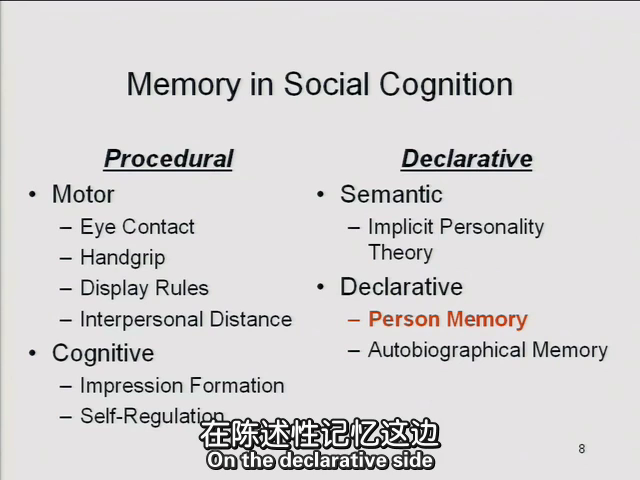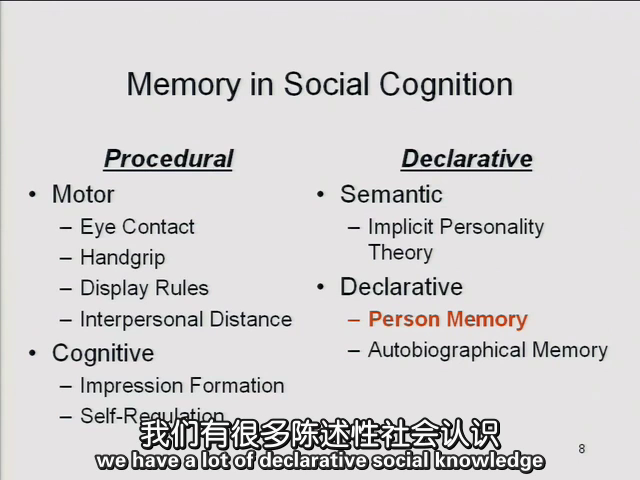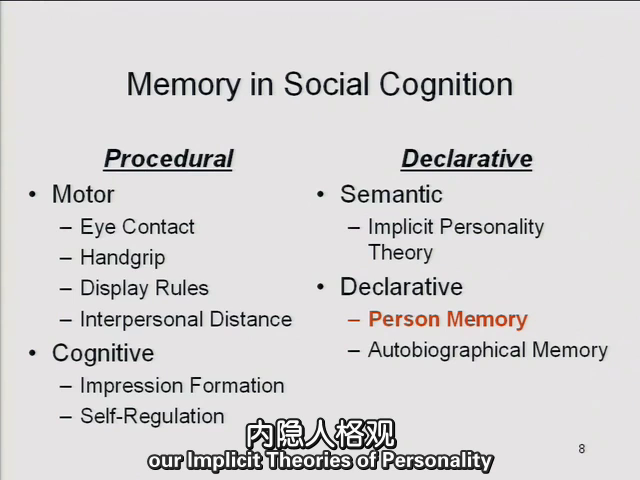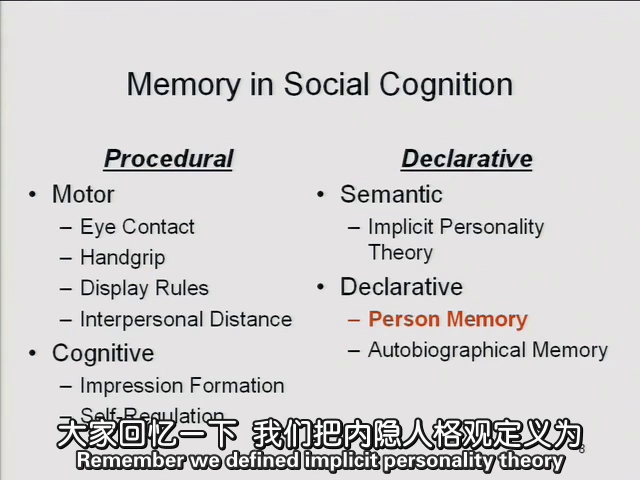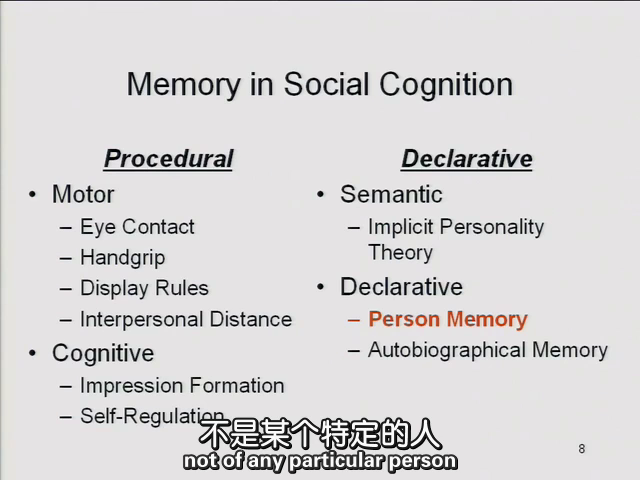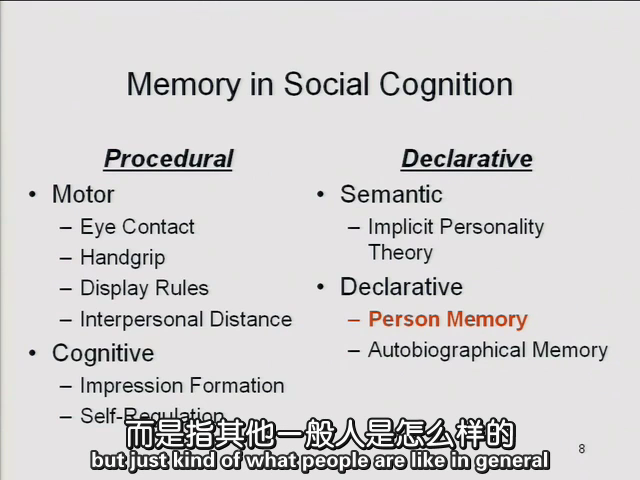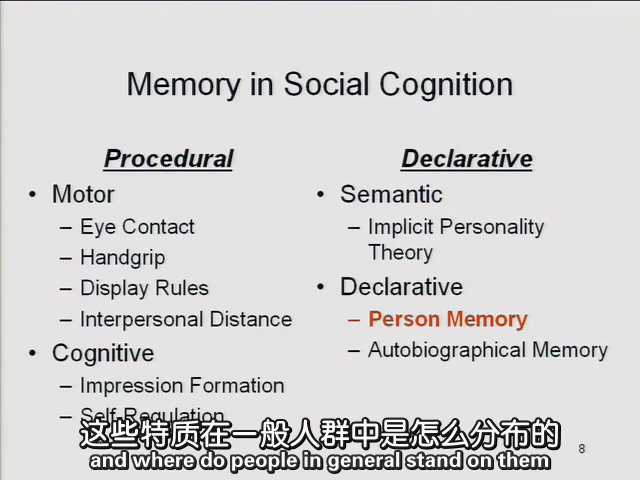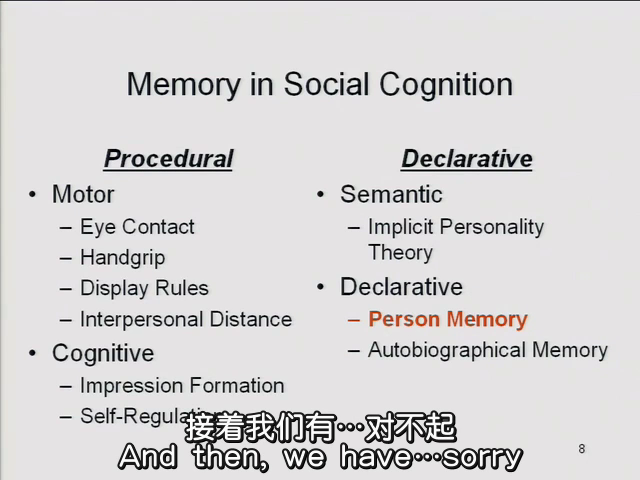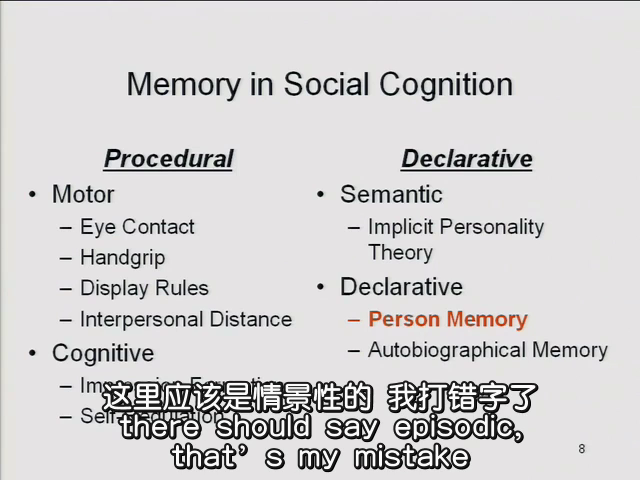On the declarative side, we have a lot of declarative social knowledge. On the semantic end, we have, first and foremost, our implicit theories of personality. Remember, we defined implicit personality theory as the judge's description of the generalized other. Not of any particular person, but just kind of what people are like in general. What are the basic personality traits, and where do people in general stand on them? That's semantic knowledge about the social domain. And then we have, I'm sorry, this should say episodic. That's my mistake.